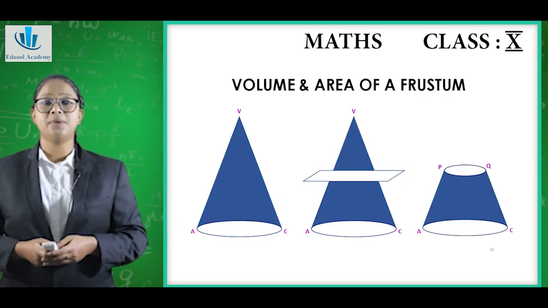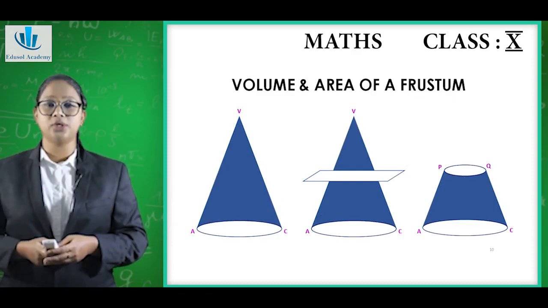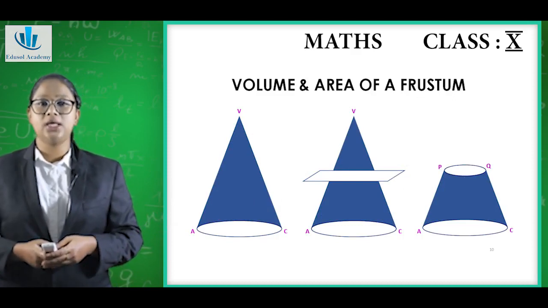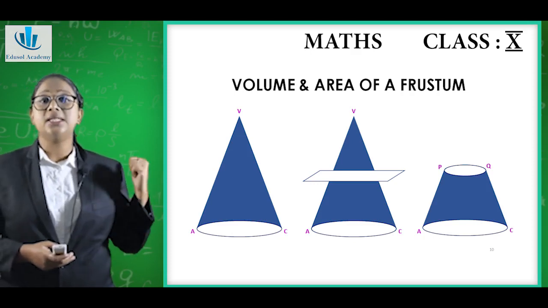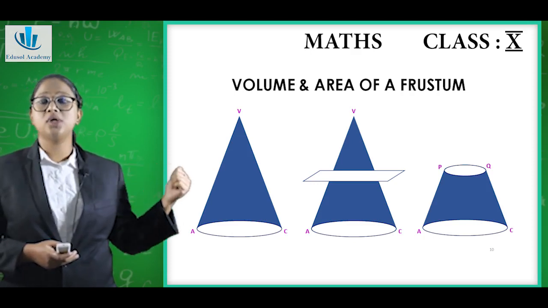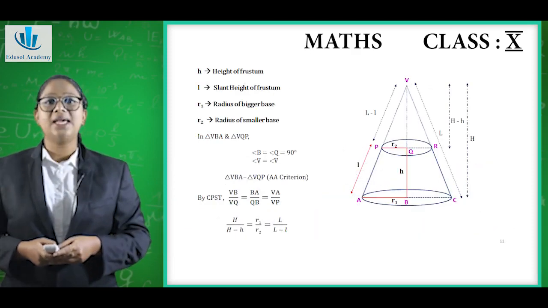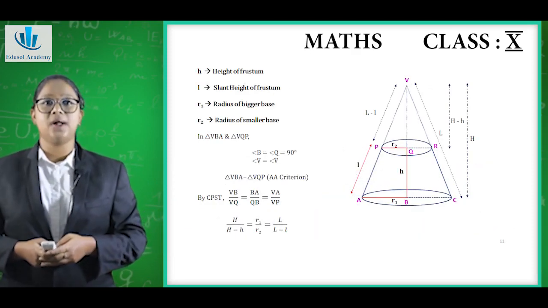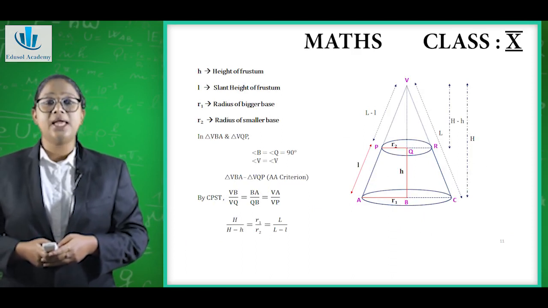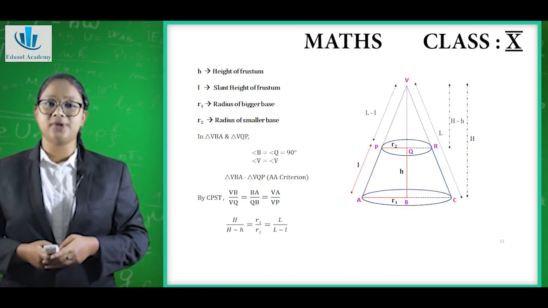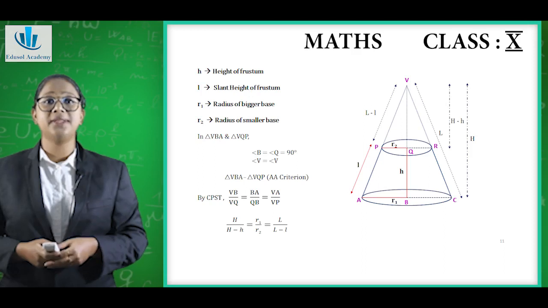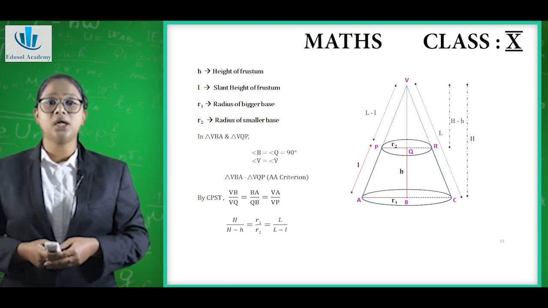Now, let's have a look at the pictorial representation of the formation of a frustum. You can see in the extreme left side, there is a big cone and the cone is being cut. After the cutting, we will get the frustum. Let small letter h be the height of the frustum, L be the slant height of the frustum, R1 be the radius of the bigger base and R2 be the radius of the smaller base.